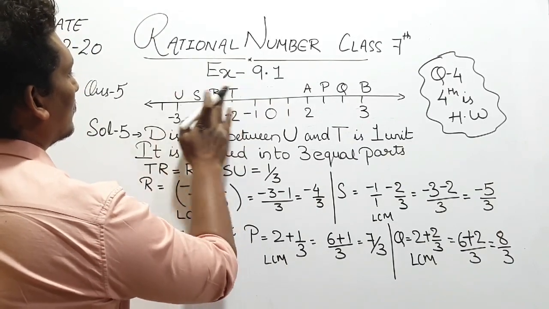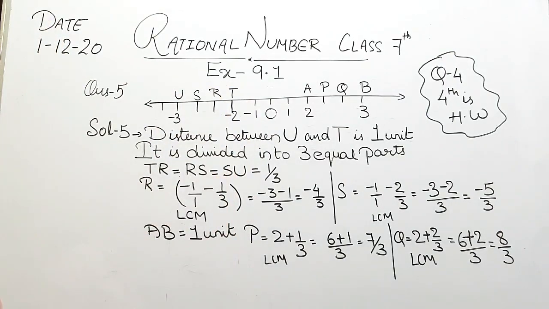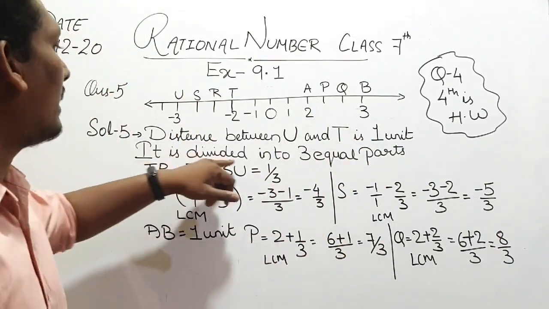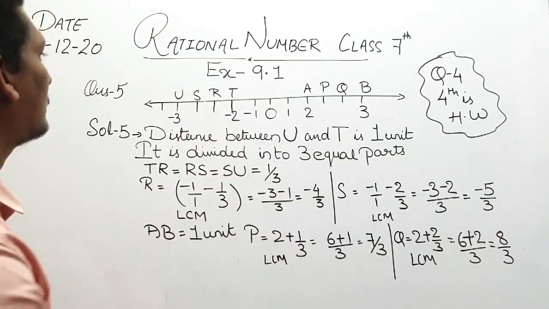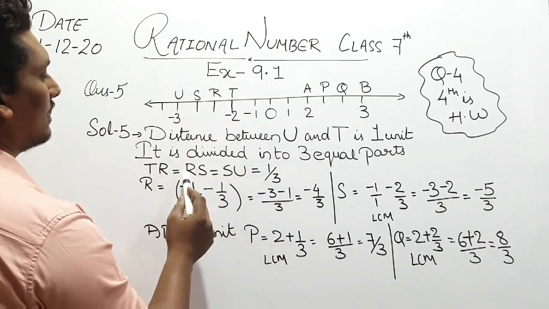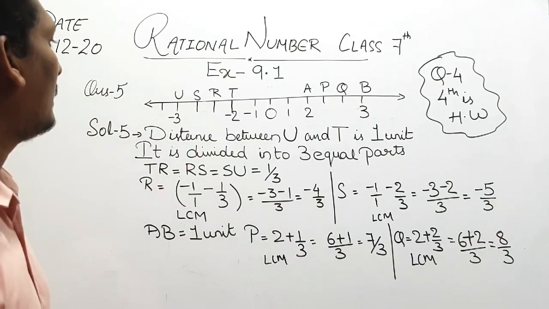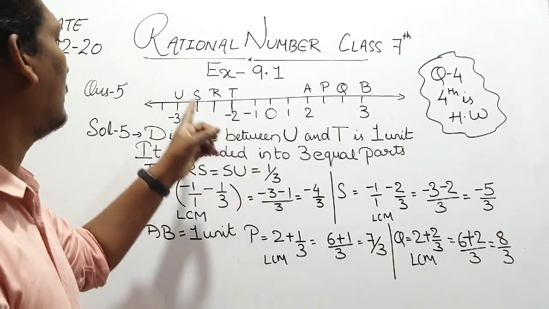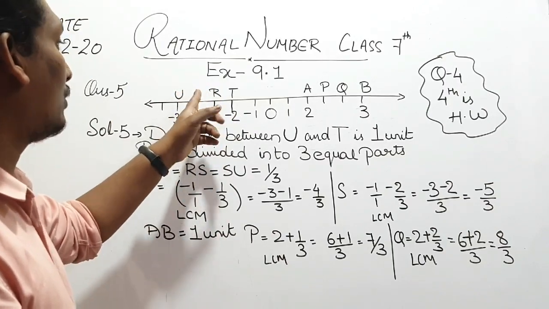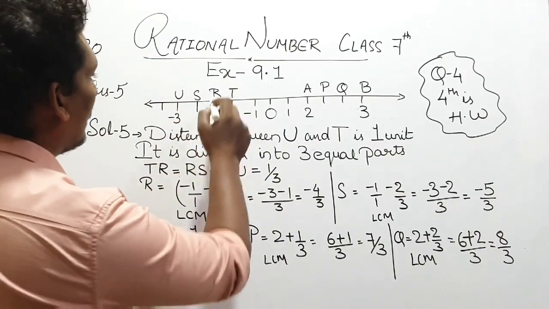The distance between U and T is a total of 1 unit. So it is divided into how many parts? 3 equal parts. The 3 equal parts are TR, RS and SU. Means 1 by 3 part for RT, 2 by 3 part, and this is 3 by 3 part, right? So first we have to find the value of this R.